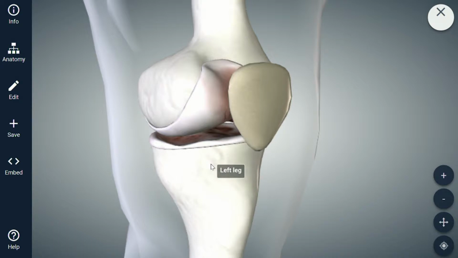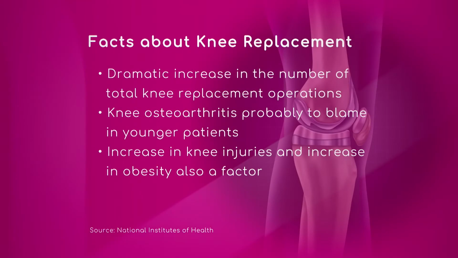All right, now we have another graphic here that I want people to look at. According to the National Institutes of Health, there has been a dramatic increase in the number of total knee replacement procedures in some age groups, as a matter of fact, more than a 200% increase. Now, knee arthritis may be to blame in younger patients, but more knee injuries and a lot more obesity in our society, quite frankly, are most likely. These are called the main culprits.